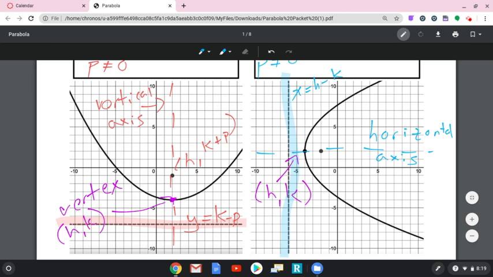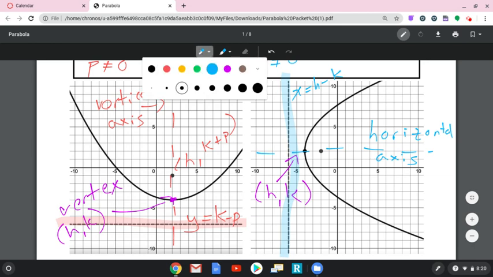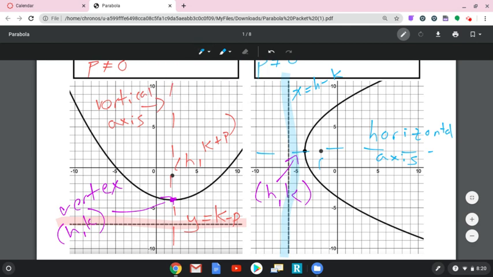That's the directrix equation. Okay. The focus point will be h plus p comma k. Your focus will be h plus p comma k. All right. And this is the stuff that we're going to have to know.